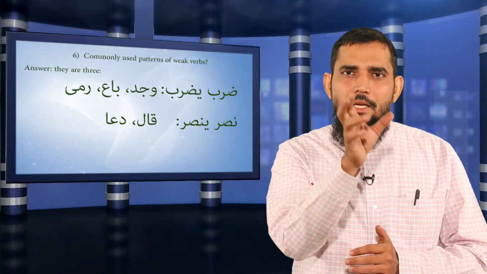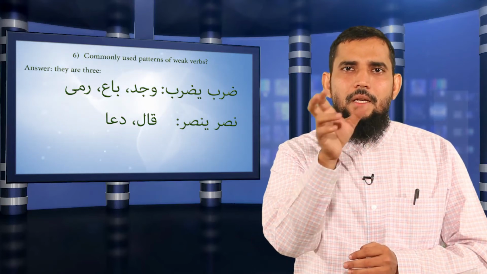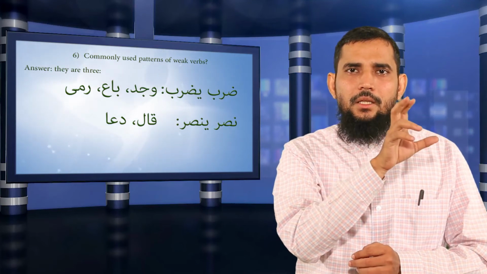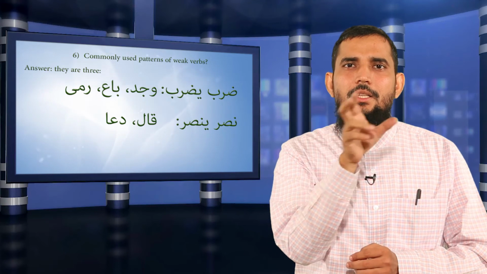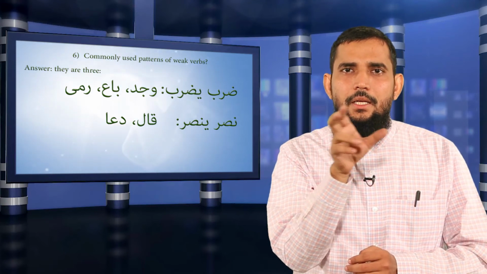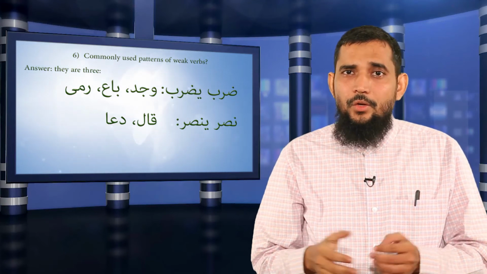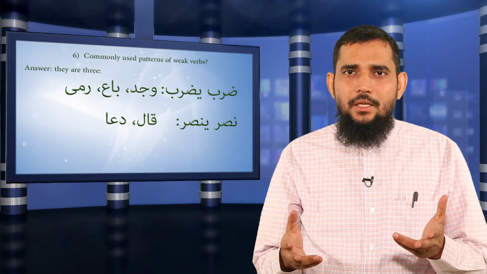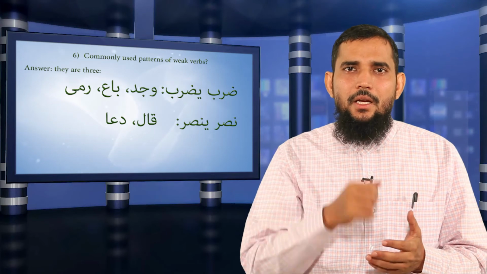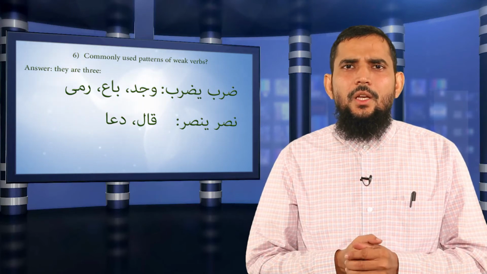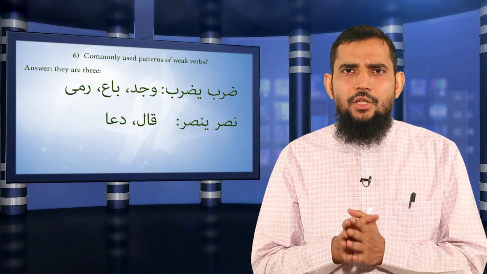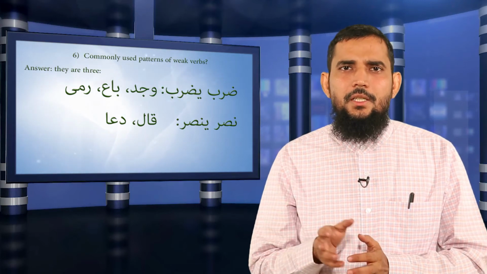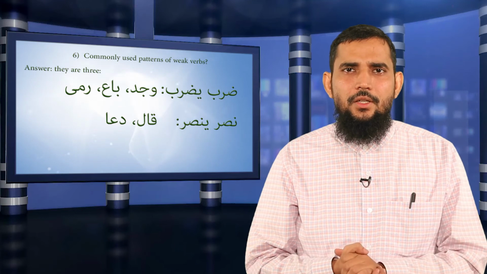Qala, qala, qalu. Nasara, nasara, nasaru. Qalat, nasarat. Qalata, nasarata. Qulna, nasarna. Now you may ask, why is it qulna with a damma while nasarna is there? This is also because of pronunciation. There are certain grammatical changes in the form of the verb. This is called ta'lil. You will learn it later.